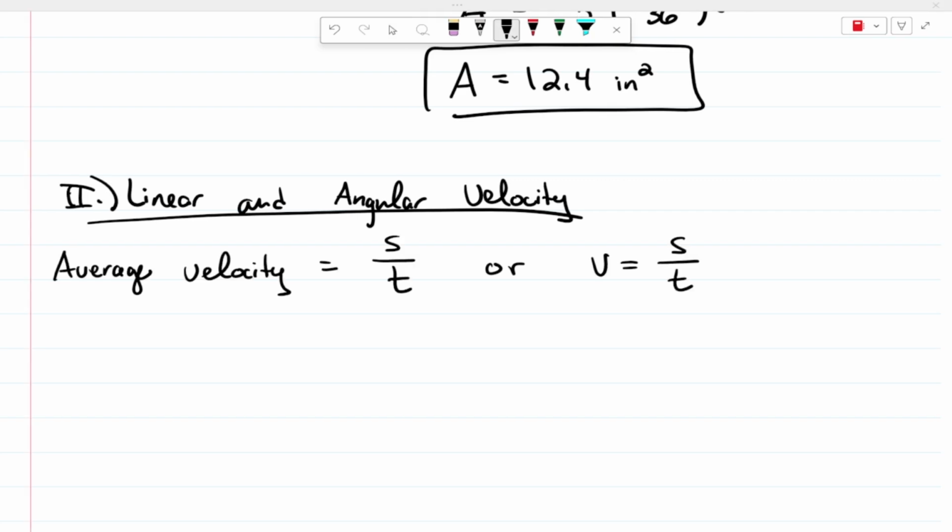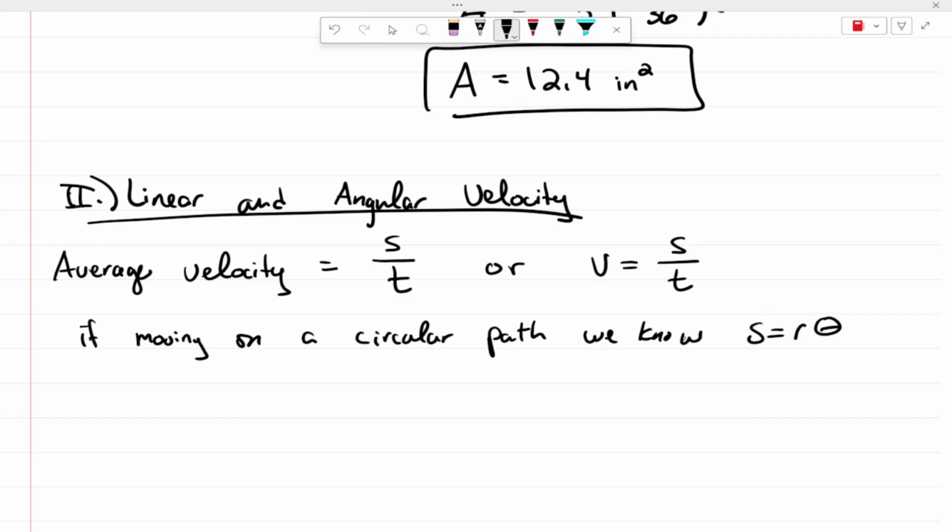So if we think about average velocity as equaling s divided by t, in other words, some distance traveled over some amount of time, another way that we say this is just v equals s over t. Now, if that movement is on a circular path, we know that path is going to be the arc length, which means s equals r times theta.